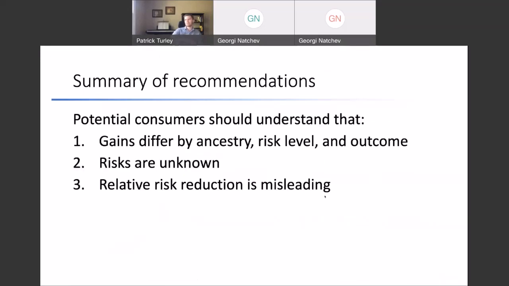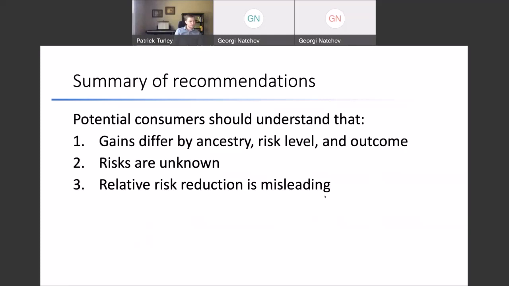So just to summarize the points that I just made, potential consumers of embryo selection need to understand that the gains of embryo selection differ by the parent's ancestry. It varies by the risk level that the family has for the diseases that they're considering, and it varies also by the outcome or disease that is being selected against.